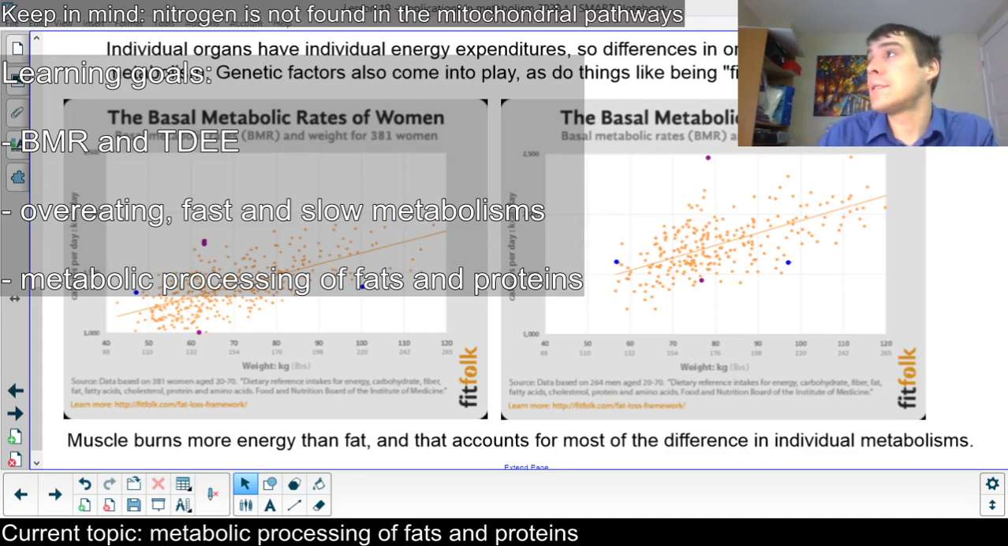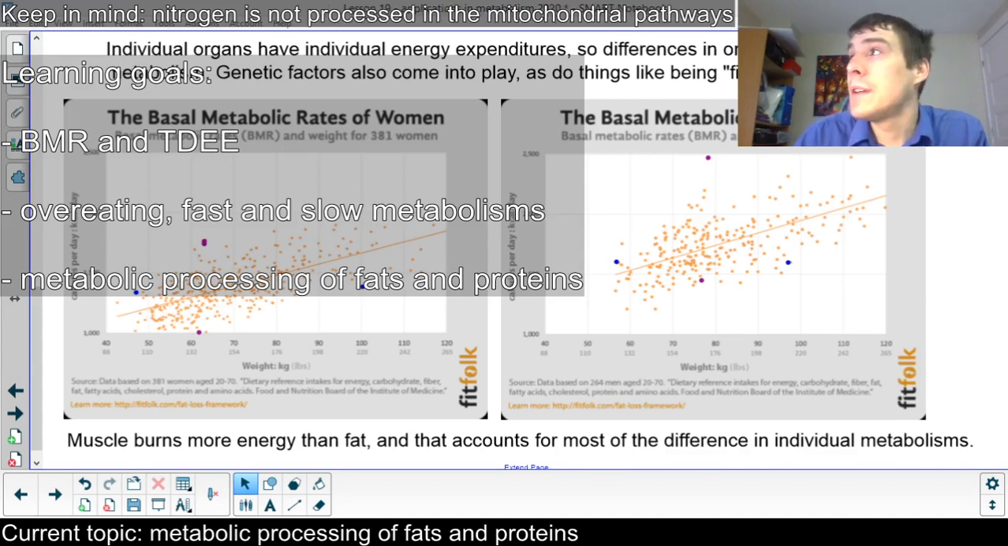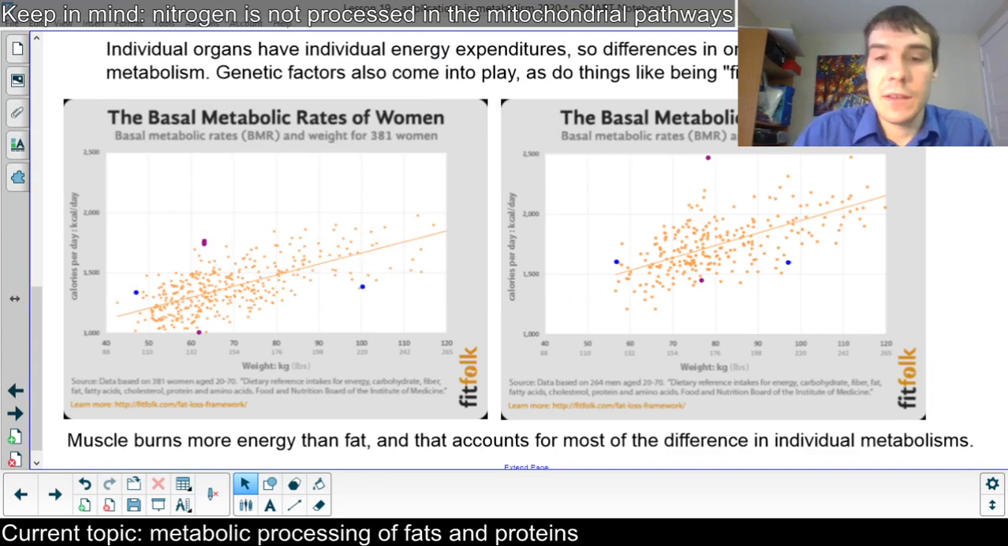Alright, so changing our keep in mind: nitrogen is not part of the mitochondrial pathways. Everything there is a carbon molecule. Well, it's not processed. We'll say not processed in the mitochondrial pathways. And our current topic is the metabolic processing of fats and proteins. So let's jump into that.